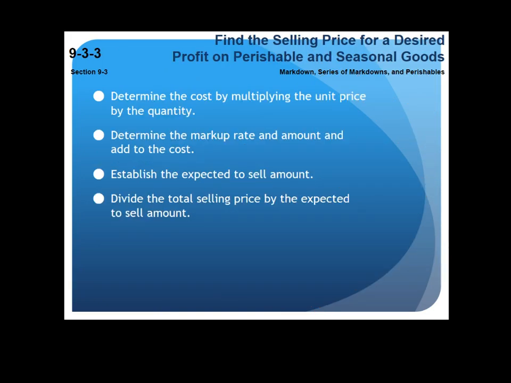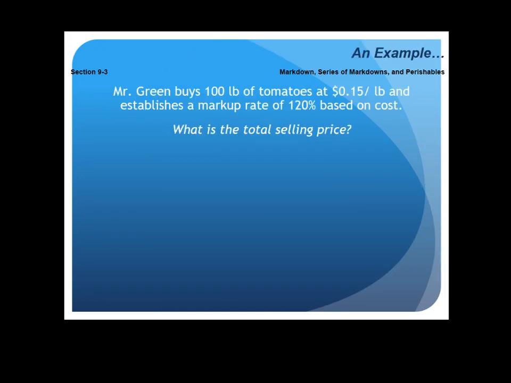Okay. So let's look at this one for a second. Mr. Green, isn't there a Clue character, Mr. Green? Mr. Green did it with the wrench in the study. Okay, Mr. Green buys 100 pounds of tomatoes, that's a lot of tomatoes, at 15 cents per pound, and establishes a markup rate of 120% based on cost. What is the total selling price?